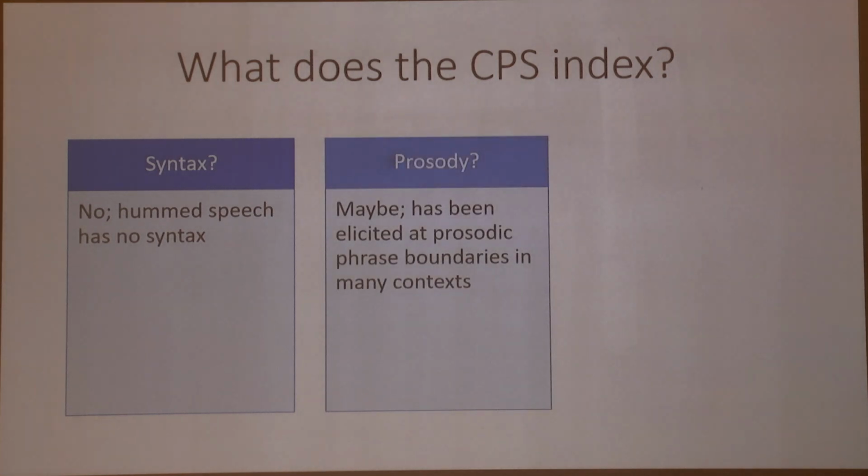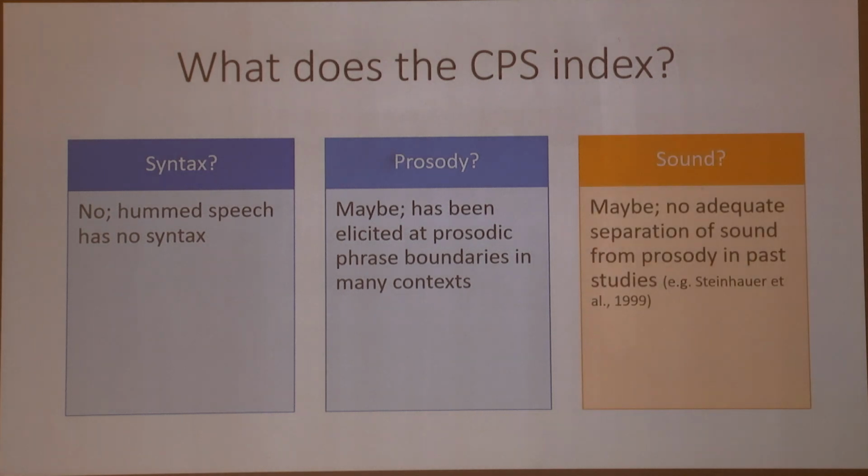It's possible that the CPS is reflecting prosody, as it has time and time again been shown to occur in response to prosodic phrase boundaries. But previous study of the CPS has not separated prosodic processing from auditory processing.